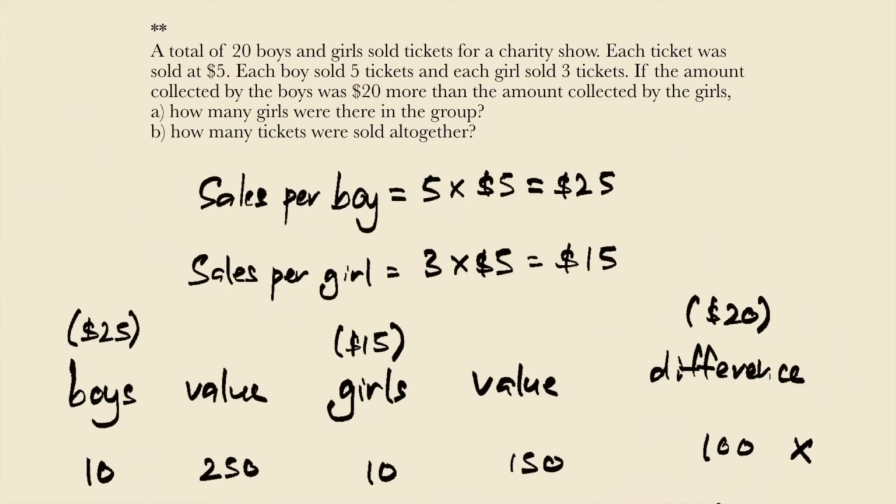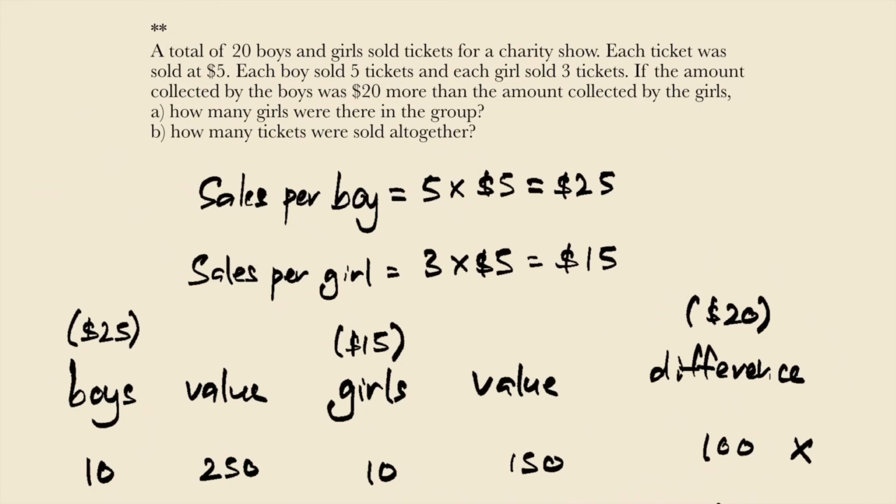Now, our setup should be like this. The sales per boy, we need to find is 25. Sales per girl, 15. So our table looks like so. And the difference has to be $20 more from the boys. Alright, so total 20 boys and girls. So let's guess 10. Then the difference is more from boys, yes, but the difference is 100.